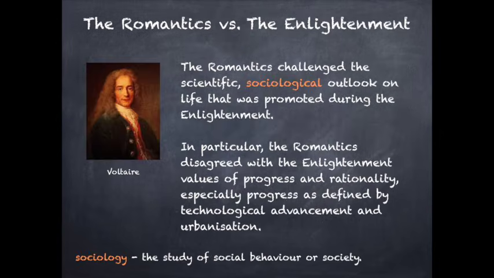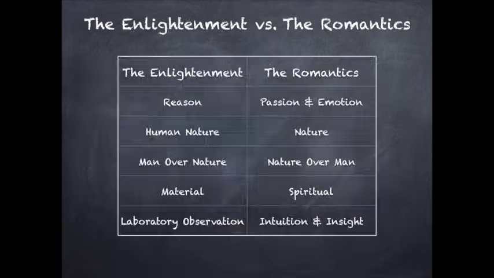The Romantics challenged the scientific, sociological outlook on life that was promoted during the Enlightenment. In particular, the Romantics disagreed with the Enlightenment's values of progress and rationality, especially progress as defined by technological advancement and urbanization. And just a quick definition of sociology, which is the study of social behaviour or society. So I've whipped up a quick table for you to look at to measure the Enlightenment against the Romantics.